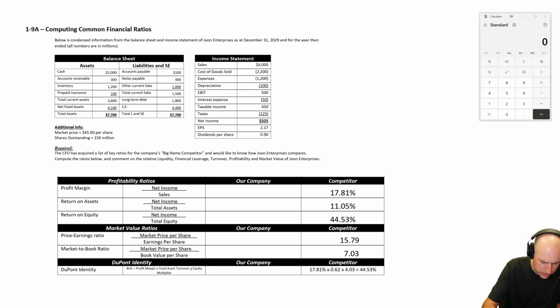Net income divided by sales. First one is our profit margin. So for every dollar I sell, how many dollars in profit do I produce? 325 divided by 4,000. Okay, yeah, we are significantly worse than our competitor here.